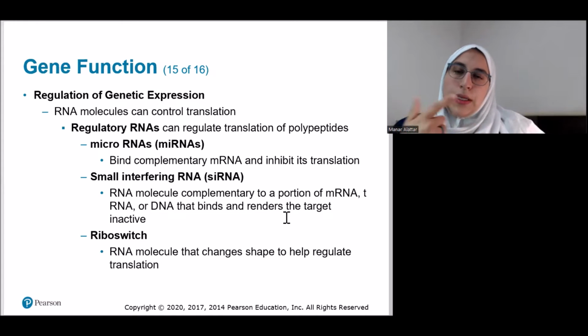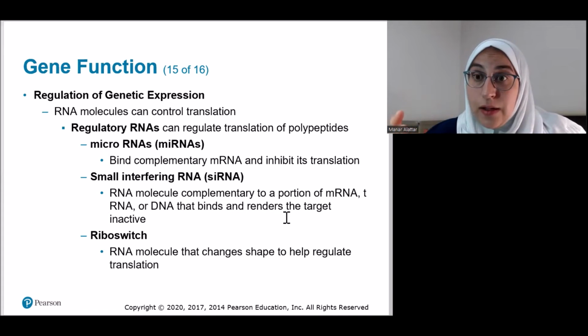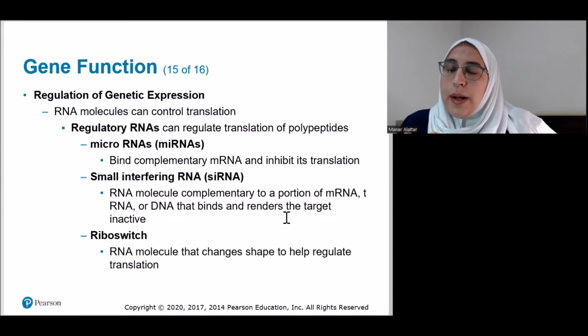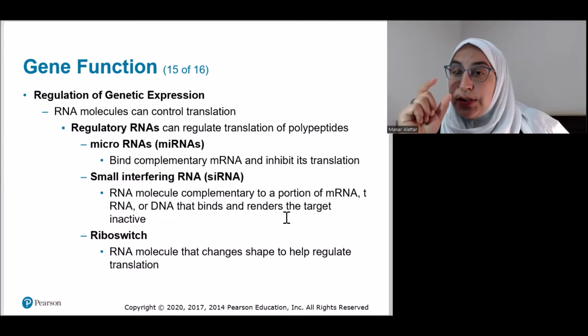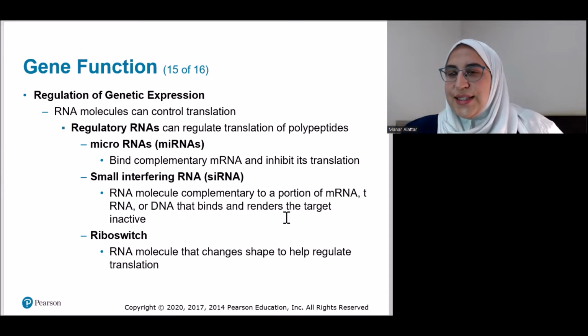Now, there's also something called a riboswitch. Sometimes riboswitches are on mRNAs themselves. Sometimes riboswitches are on a secondary RNA molecule. But what that is essentially is a piece of the RNA molecule that's folded under certain conditions and unfolded under other conditions, right?